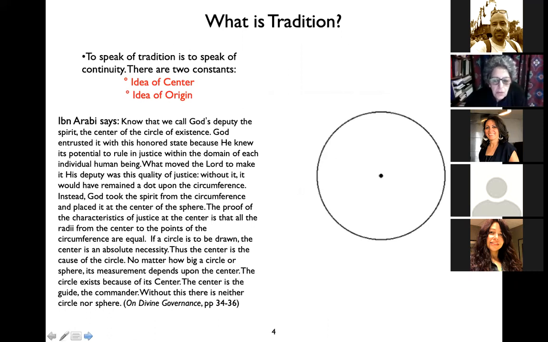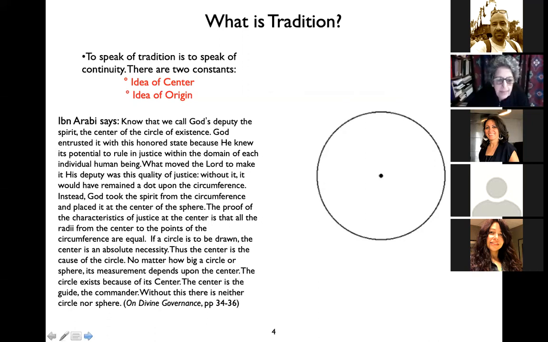So we begin with what is tradition, and this is one of the major areas where we differ from the Enneagram as it's used today, because they never draw the center point, which is the goal in the Sufi Enneagram, to draw yourself into the center. So these are 2 of the constants in tradition, where we speak of continuity passing over time, with the idea of center and the idea of origin.